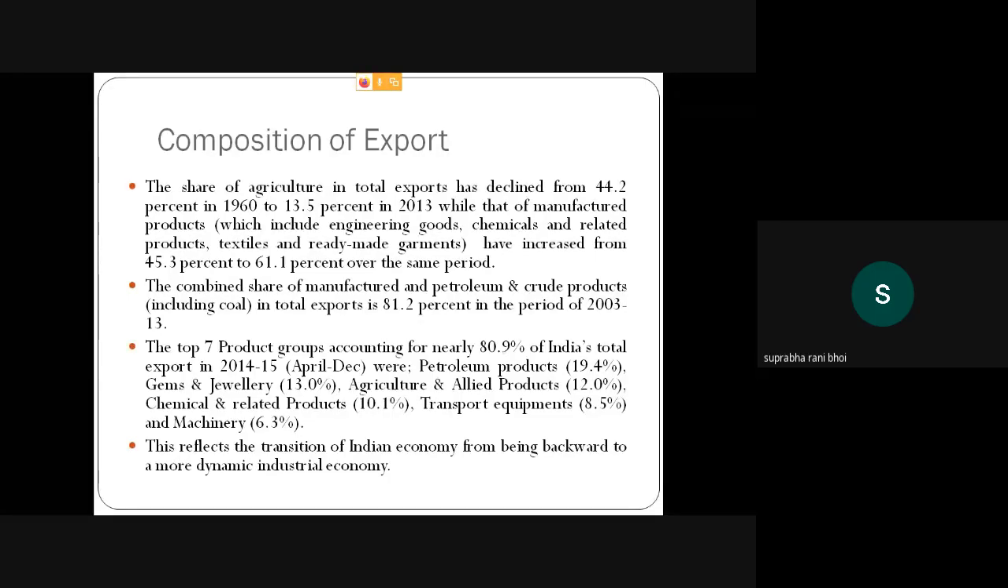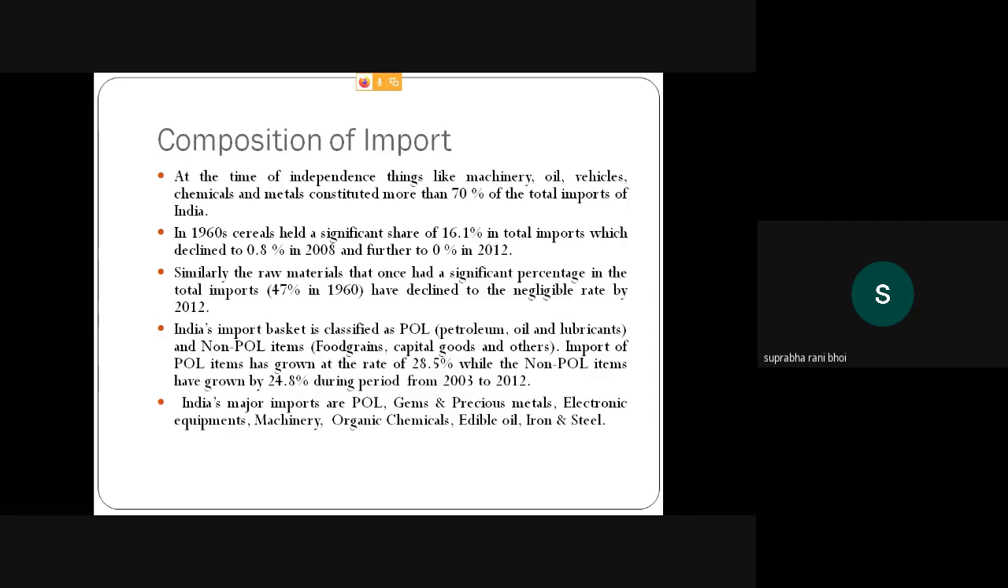It means the Indian economy is transforming itself from a backward or agrarian economy to a modern or advanced economy. Or we are transforming from a traditional economy to a dynamic or industrial economy, which can be reflected by the composition of export. Next, I'm going to explain the composition of import. It means which types of goods and services we are importing. I think all of you know that the most important item that we are importing is nothing but POL. POL stands for petroleum, oil, and lubricants.